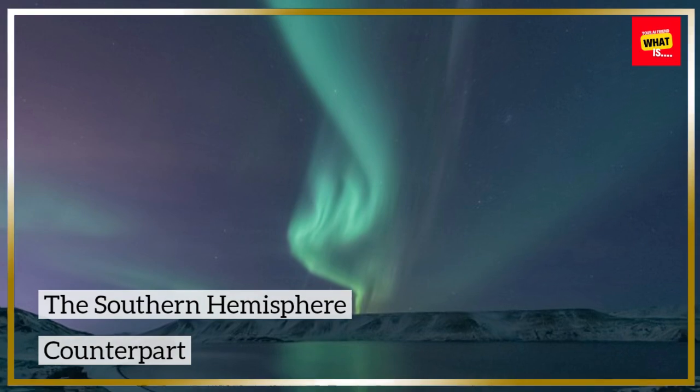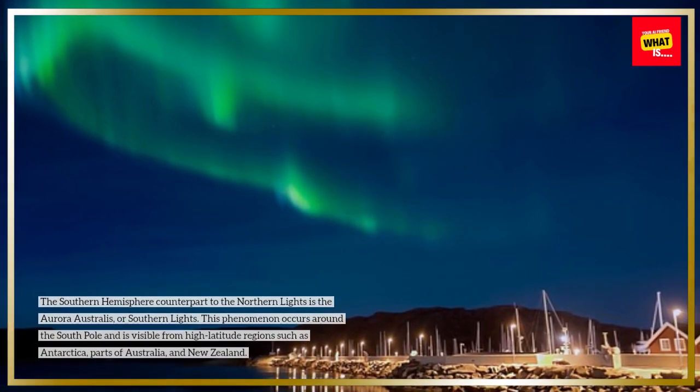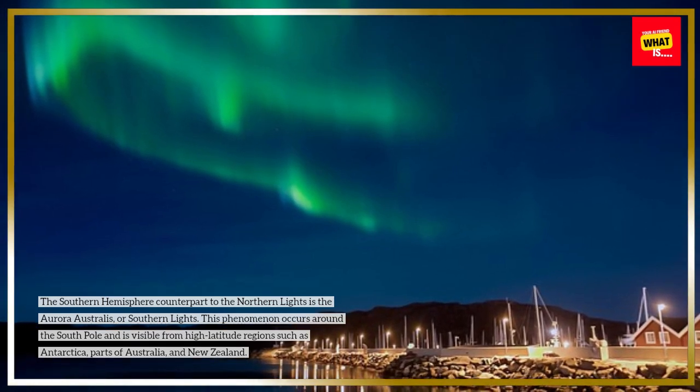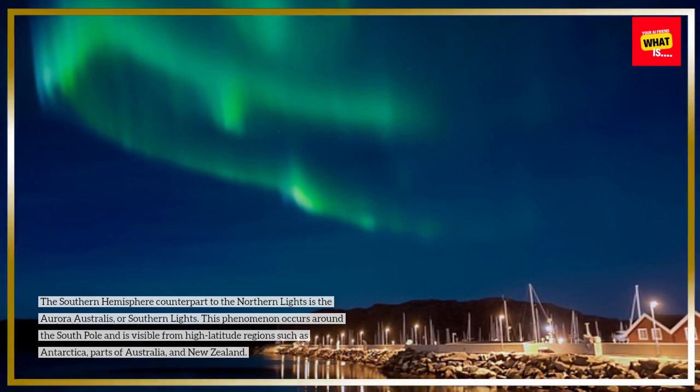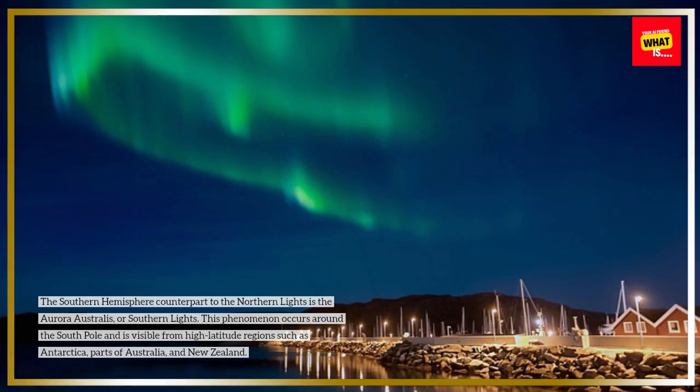The Southern Hemisphere counterpart. The Southern Hemisphere counterpart to the Northern Lights is the Aurora Australis, or Southern Lights. This phenomenon occurs around the South Pole and is visible from high-latitude regions such as Antarctica, parts of Australia, and New Zealand.